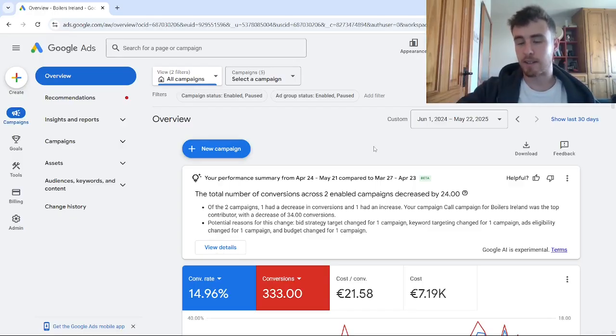And just for context, as with any other service-based business, the whole goal really was to get as many leads as possible, particularly as many phone calls as possible, but also form submissions. And for that reason, we actually started off by running a call only campaign for this company. They were also running a lot of responsive search ads in other accounts.